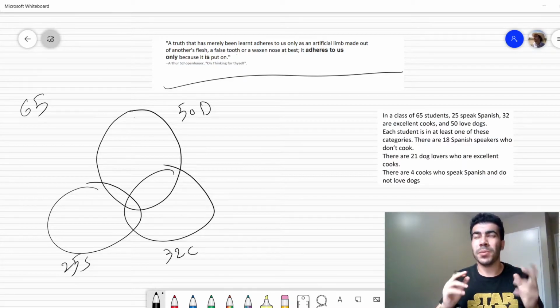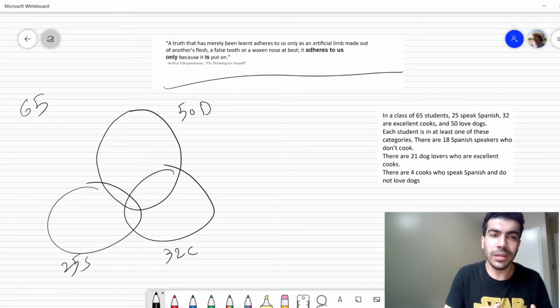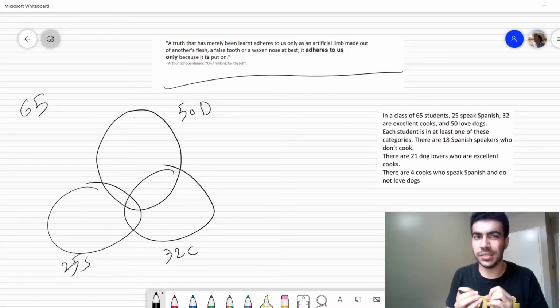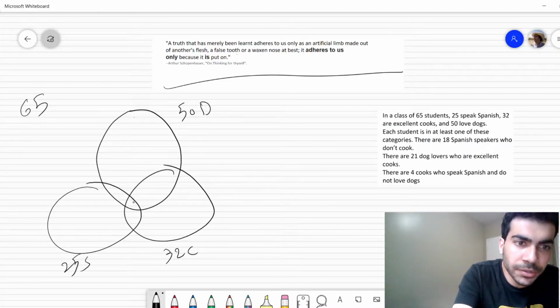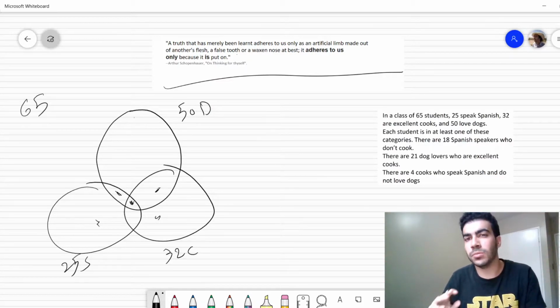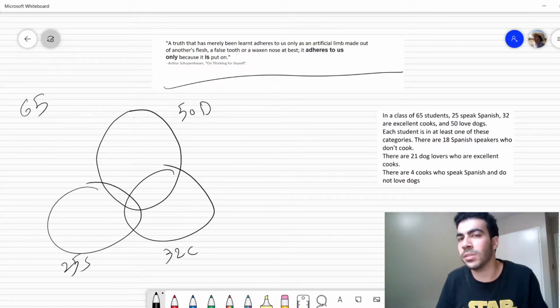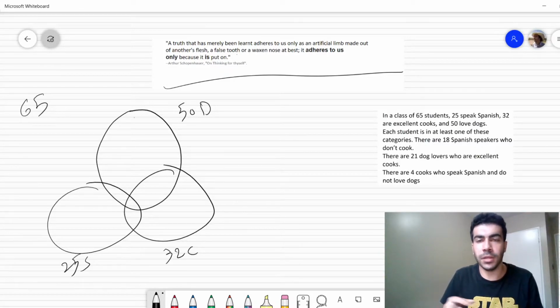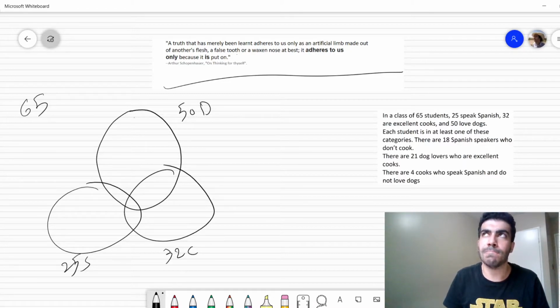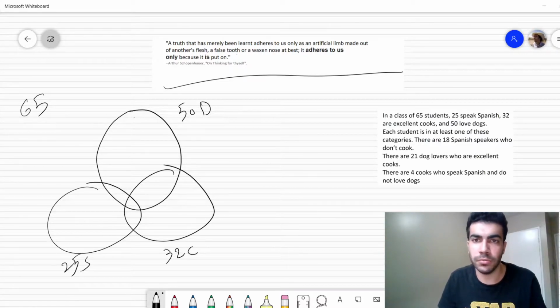Now, my main target here is to fill every space inside these circles. For example, I need to know the number of people in this area and the number of people in this specific area and here and here and here, etc. And if you can do that, you will find the question just solves itself. How can you do that? Just read every line and try to extract every possible piece of information from this line.